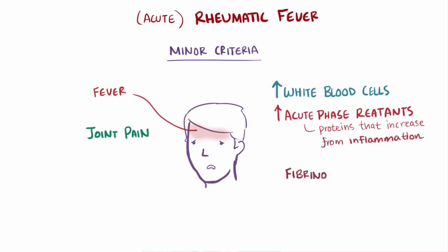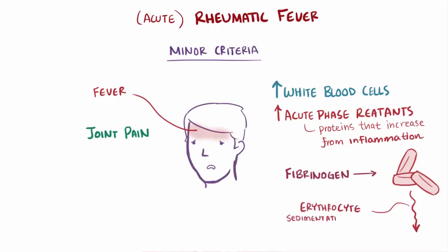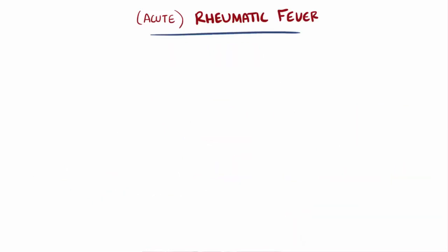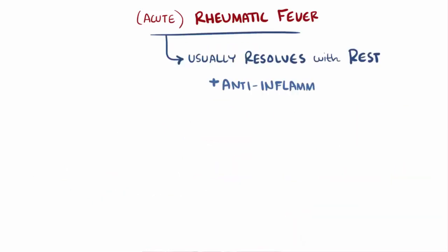During inflammation, fibrinogen causes red blood cells to stick together. These clumped up red blood cells fall to the bottom of the test tube faster, called the erythrocyte sedimentation rate, or ESR. So someone might have an increased ESR. Finally, due to heart-related symptoms, they might have changes in their electrocardiogram, or ECG. Acute rheumatic fever usually resolves with rest, anti-inflammatory treatment, and maybe antibiotics like penicillin to wipe out any strep that's hanging around in the throat.